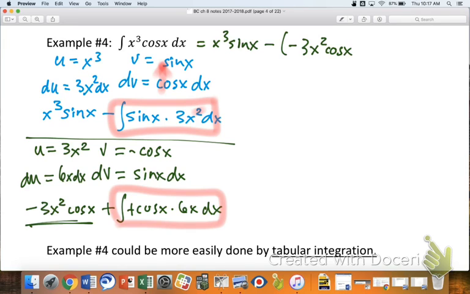So that would look like this. I'm going to come up here and reset my u and my dv. My u would be 6x. My dv would be everything else: cosine of x dx.